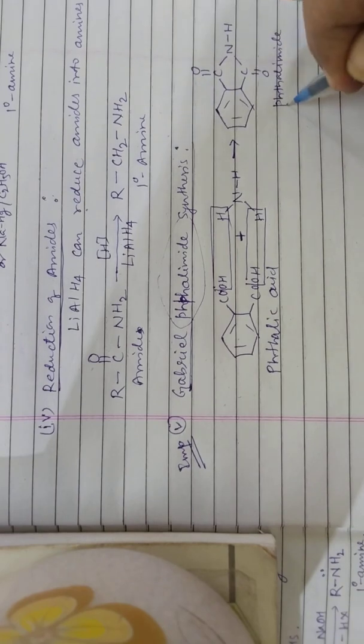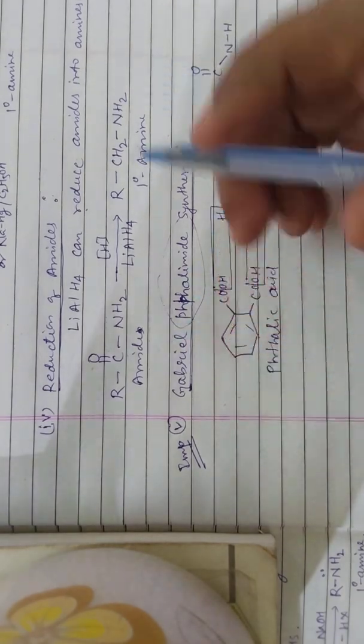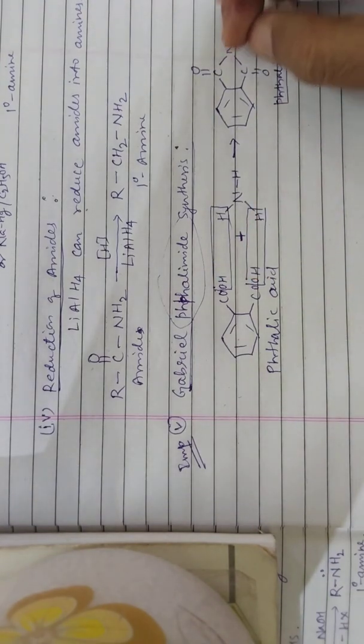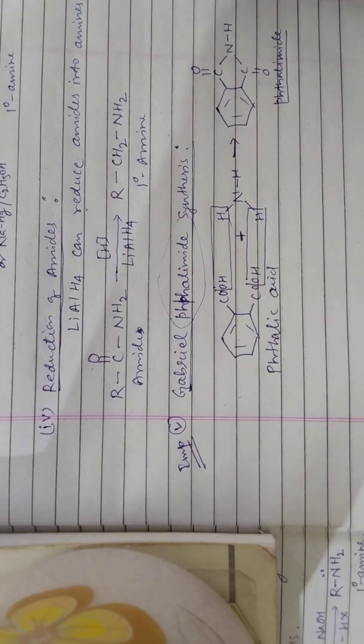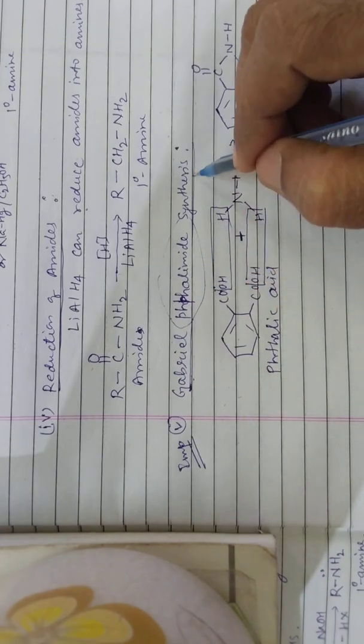With the help of phthalimide we can synthesize 1 degree amine, and this method is very important because with it we can obtain pure 1 degree amine. Because in ammonolysis you have seen a mixture of amines is produced, but if in any question it is asked how would you obtain pure 1 degree amine, name the method, the answer is Gabriel phthalimide synthesis. So now we will see how this process occurs.